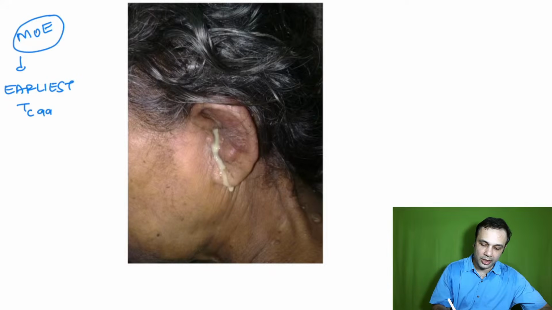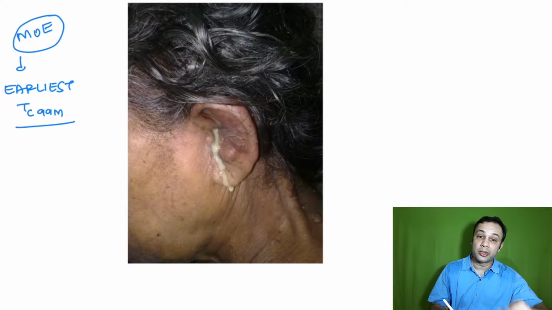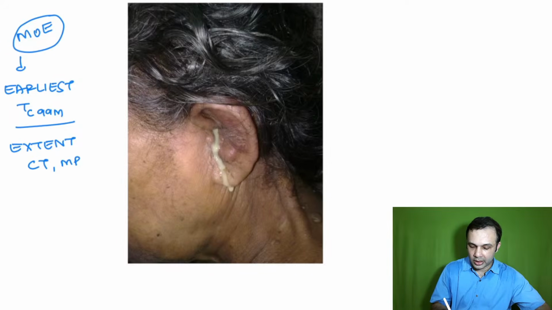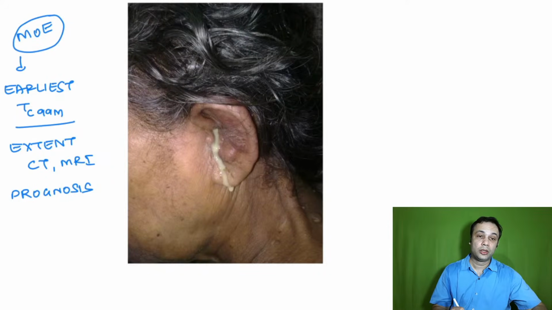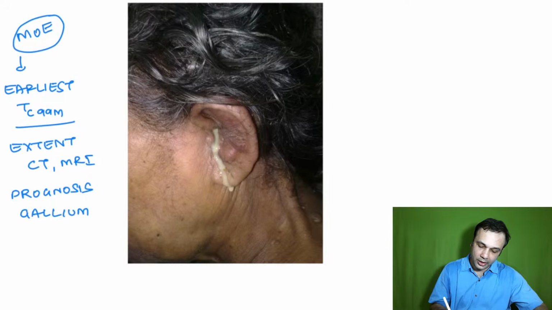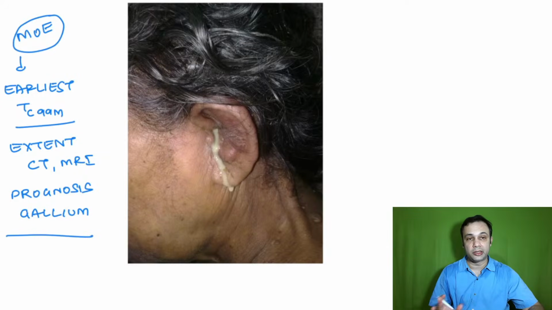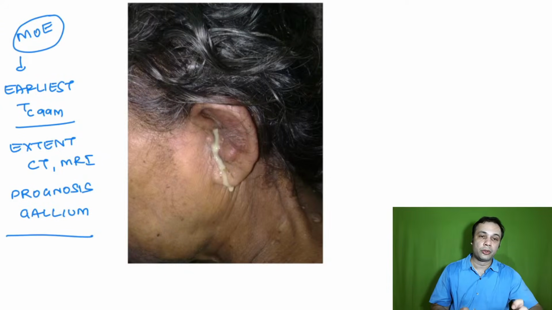technetium 99M scan, right? What will tell us about the extent of disease? It is CT and MRI. What will help us with the prognosis? It is gallium. So you can see the different investigations that are mentioned. Okay, earliest to diagnose technetium 99M, extent of disease CT and MRI, prognosis gallium.